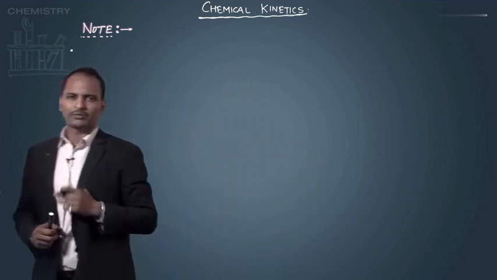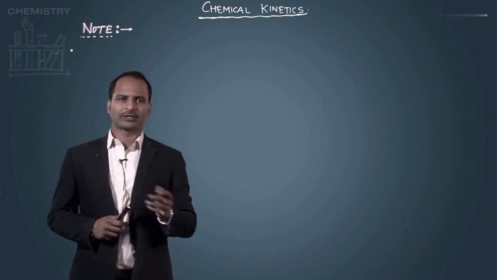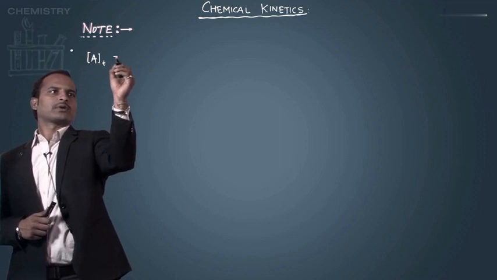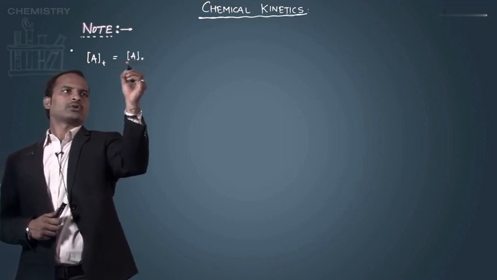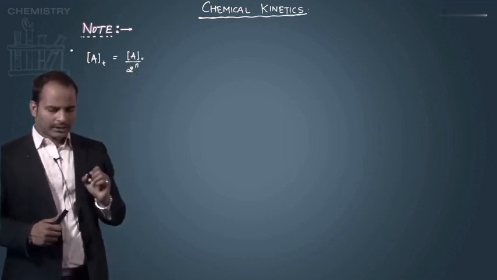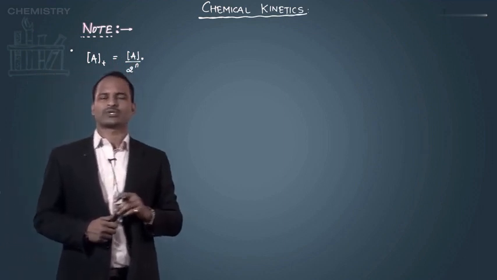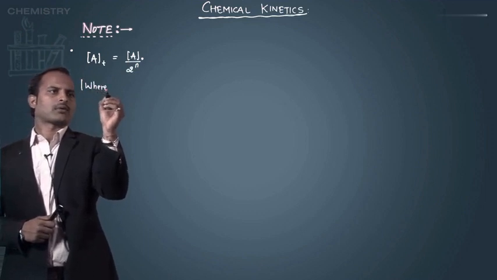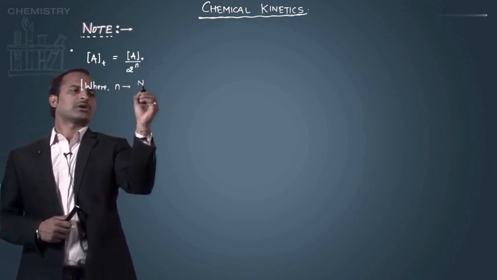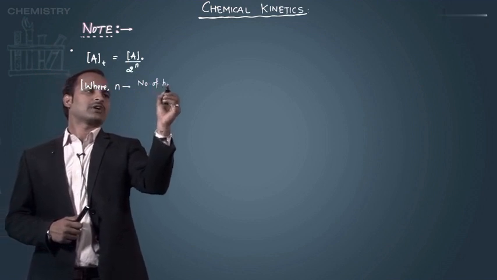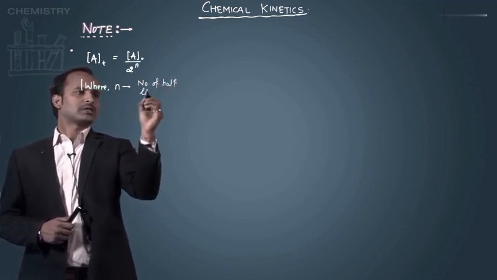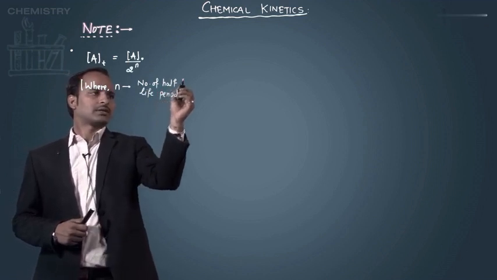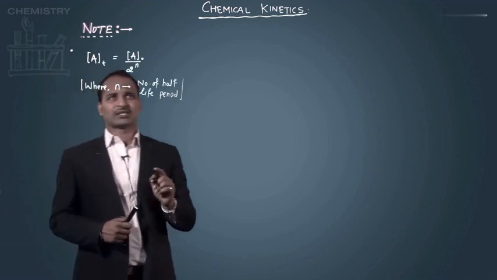you have to calculate the left amount after certain half-life period. Then for that we have a formula. That formula is At is equal to A0 upon 2 raised to n, where n is not the order of reaction, instead it's the number of half-life periods. So in this formula, the n stands for number of half-life periods. It doesn't represent the order of reaction. At is equal to A0 upon 2 raised to n.